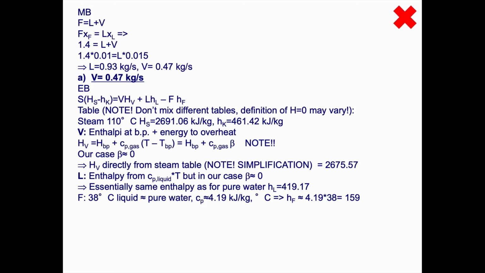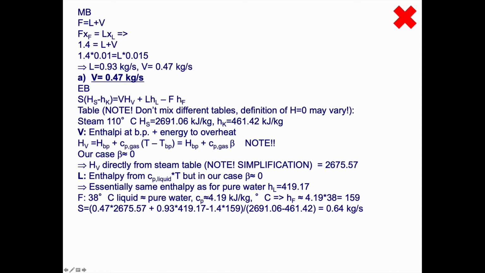What about the F? That's 38 degrees centigrade liquid, and it's 1% solids, so it's almost pure water. So the heat capacity is approximately the same as for pure water. So again, 4.19 times the temperature for the feed, which is 38, and we get 159 kilojoule per kilogram. So now we have everything we need to calculate the steam.